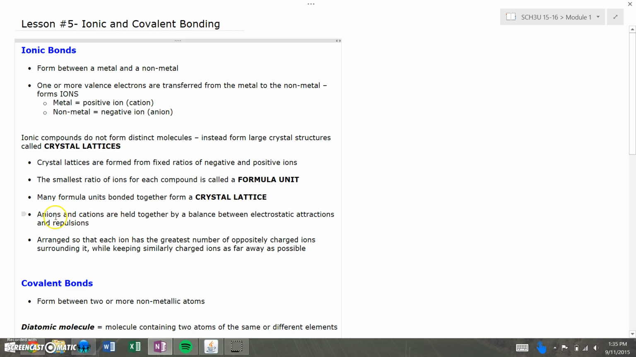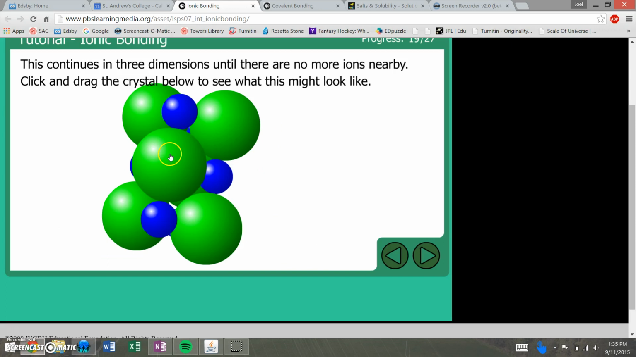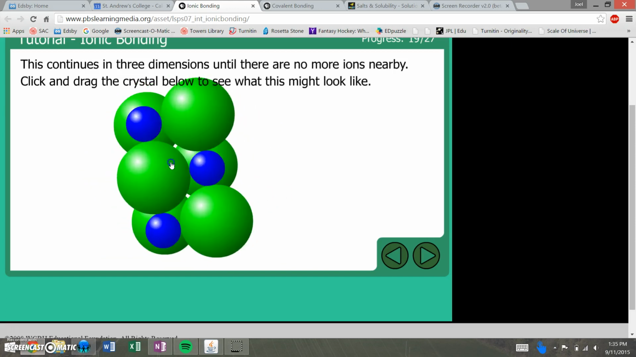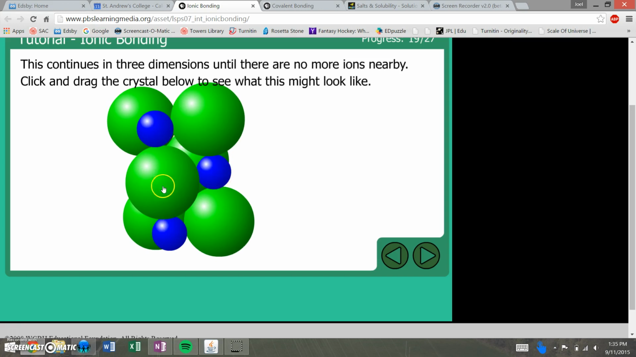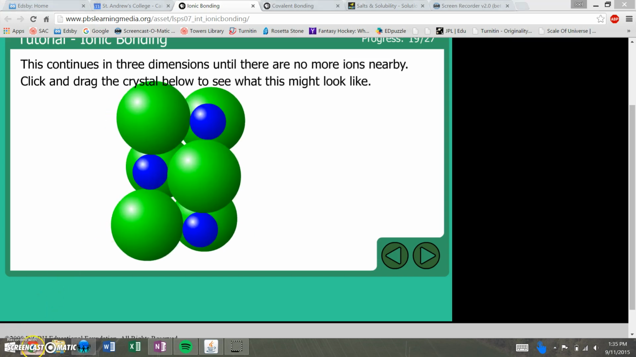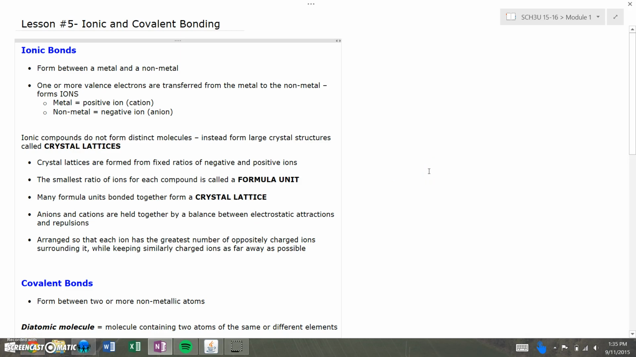And again, they're held together by this balance between the electrostatic attractions, the positive and the negative attracted together. And there is a bit of a balance there, right? It's also repulsion between electrons of each ion, as well as the protons. Basically, you're going to see that it's arranged so each ion has the greatest number of oppositely charged ions surrounding it. So they're trying to avoid, and you can see again in this picture, having too many of the same charge side by side. So we're trying to keep those positive charges as far away from each other, and the negative charges away from each other. And that's your crystal lattice, that's your ionic bond.